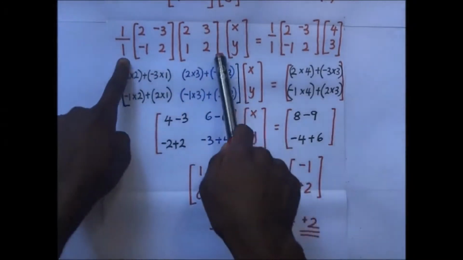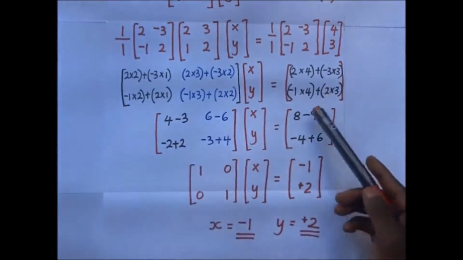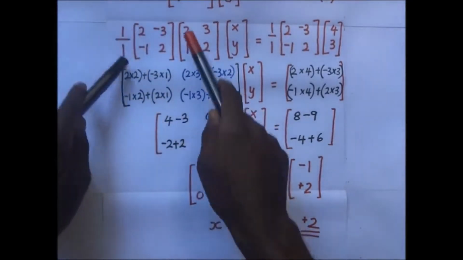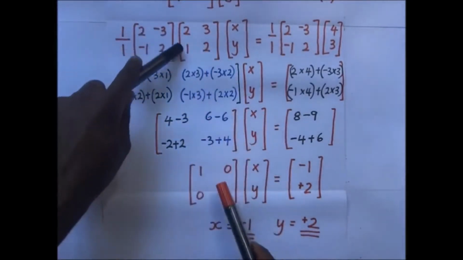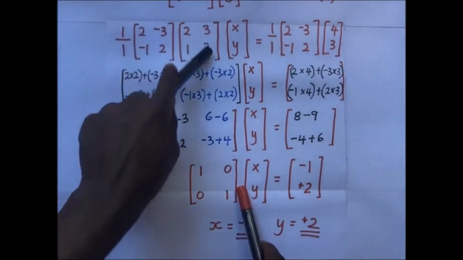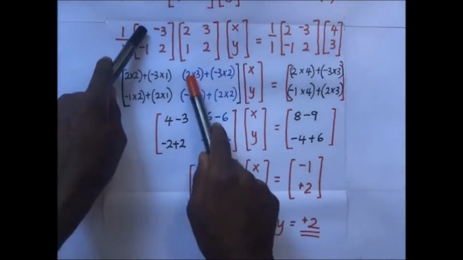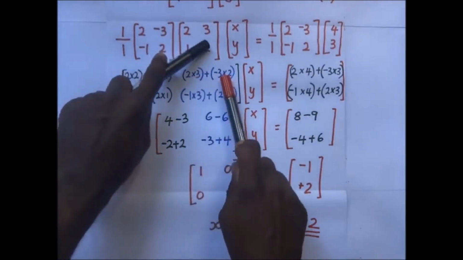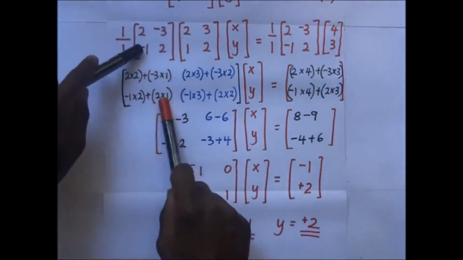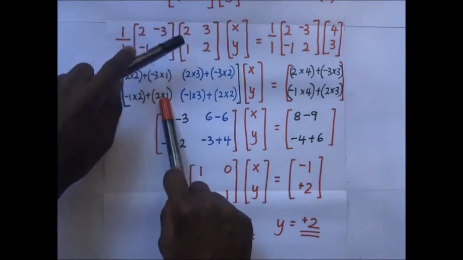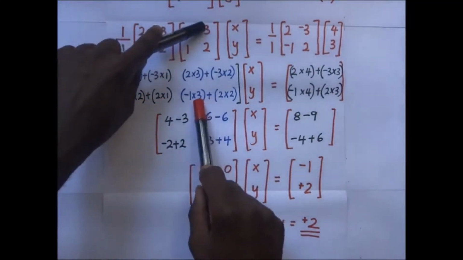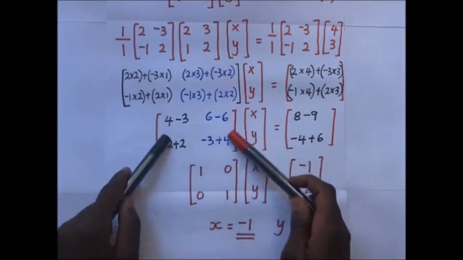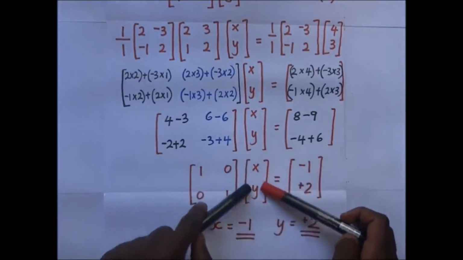So we multiply it here, we do the same on the other side. And of course, the multiplication is row by column. 2 times 2 plus -3 times 1. Then this row times that column to get this: 2 times 3 plus -3 times 2, which is that. Then we have -1 times 2 plus 2 times 1. Then we have -1 times 3 plus 2 times 2, which is that. So when we compute all this, we shall end up with the identity matrix times xy.